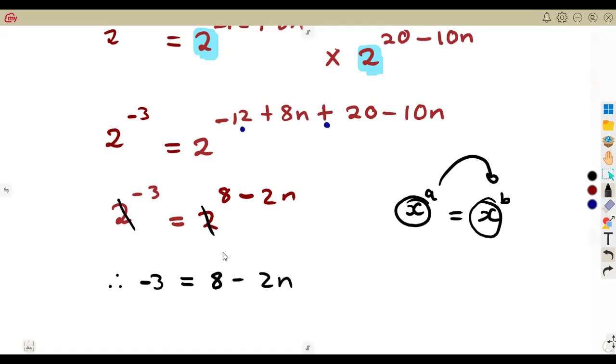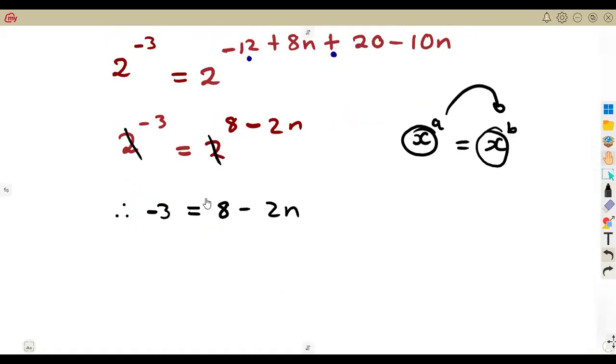Because the bases are the same, you have a linear equation, guys. You can simply solve this one. All right, so this is it, guys. Take the 8 to the other side of the equation. This 8 is going to be a negative 8.